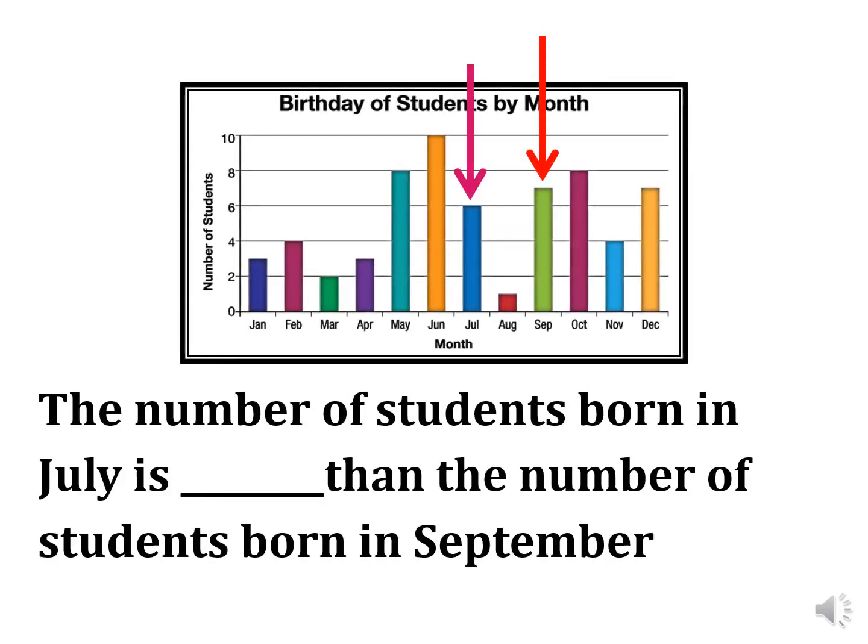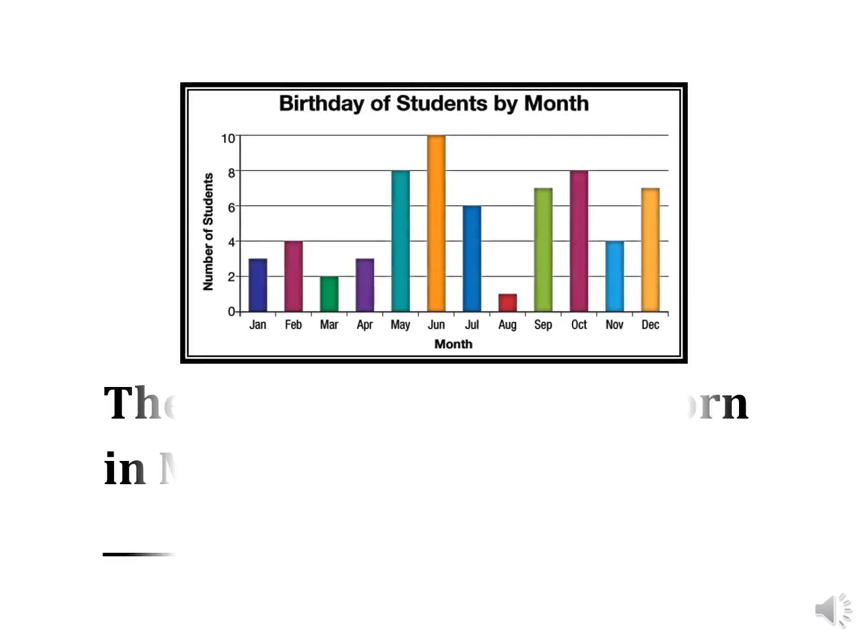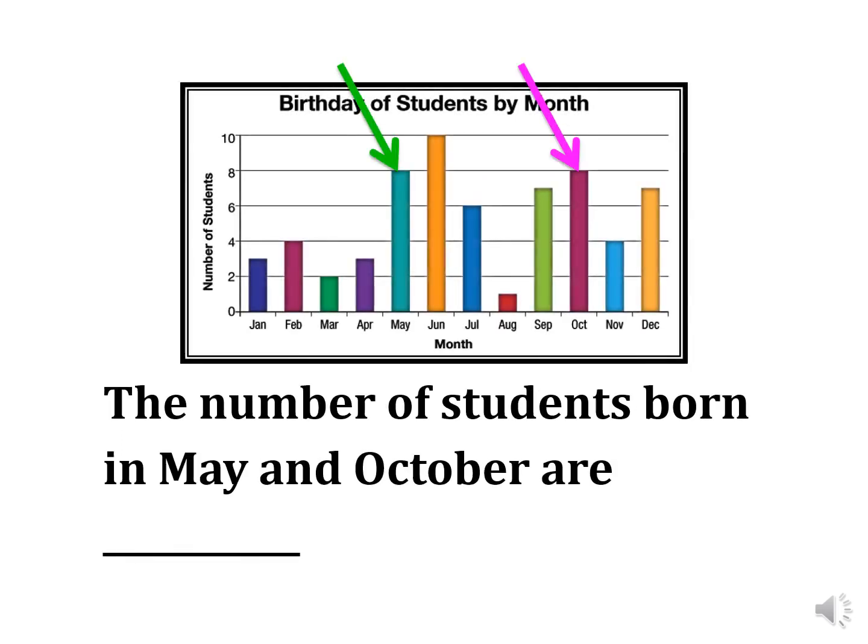The number of students born in July is less than the number of students born in September. The number of students born in May and October are equal.